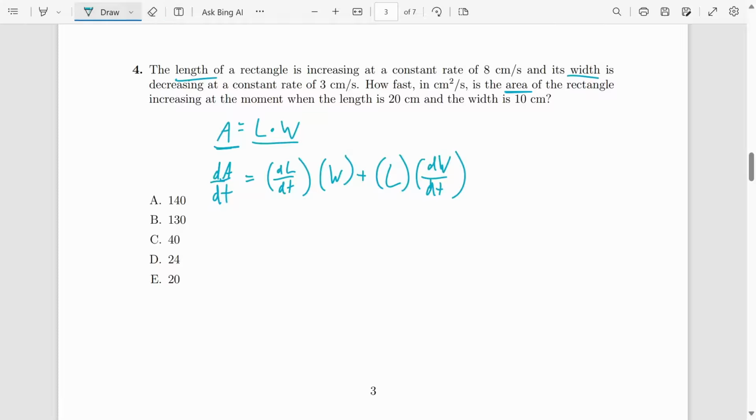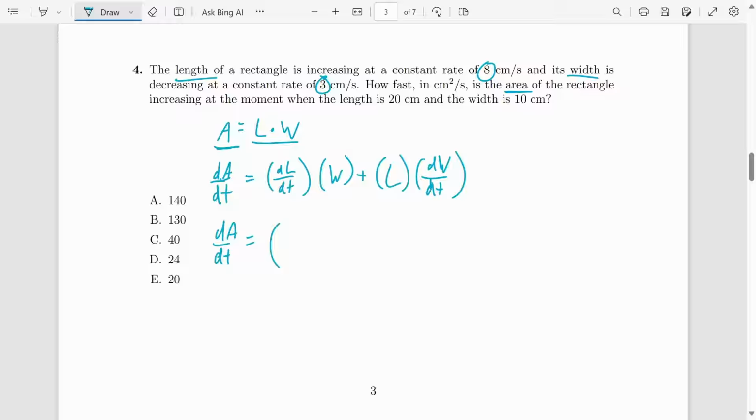So we have this now, and we have a whole lot of new variables. We've got dA over dt, dL over dt, and dW over dt. But the cool thing is we're given most of them. For example, dL over dt is going to be 8, and dW over dt is going to be 3. If we plug in those values along with the width and length that we're also given, we should only be left with dA over dt that isn't filled in. We can just go ahead and solve for it. We're asked to find dA over dt, so that's going to be left standalone.